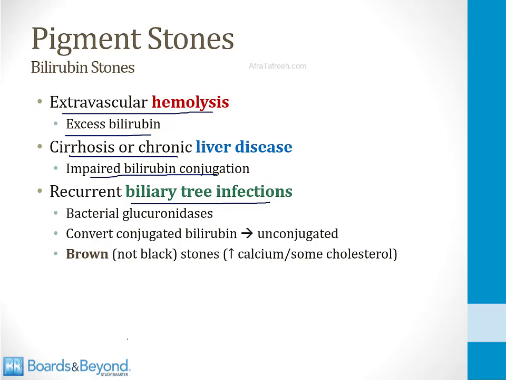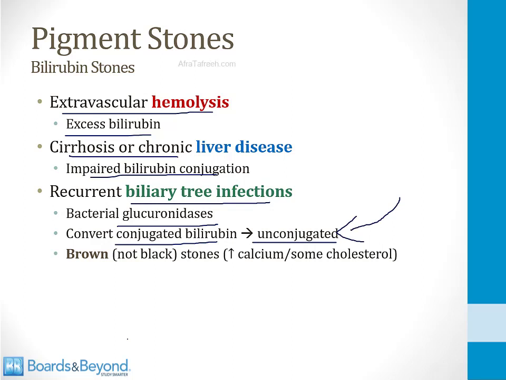And then finally, patients who suffer from biliary tree infections are at risk for bilirubin stones. The reason is because bacteria have enzymes called glucuronidases, which can convert the conjugated bilirubin coming from the liver back into unconjugated bilirubin. And as I told you before, that unconjugated bilirubin is less soluble, and therefore it will tend to precipitate out and form these stones.